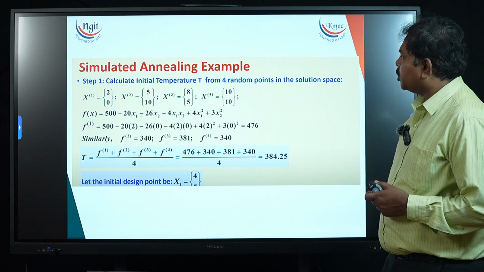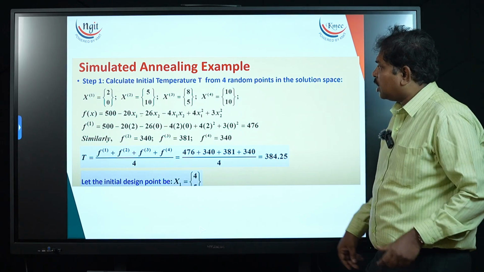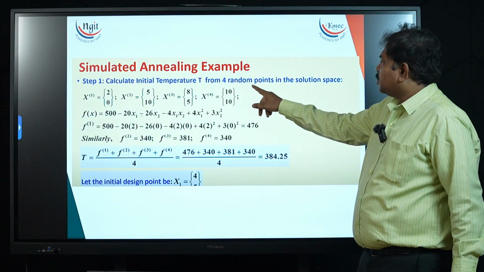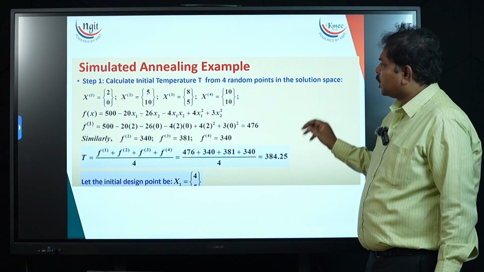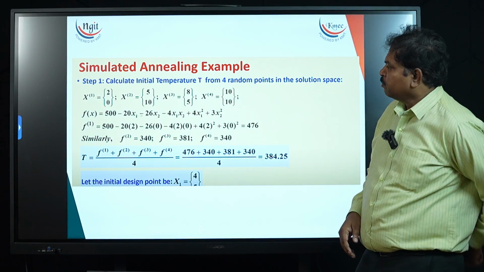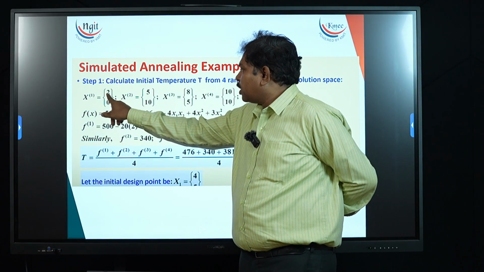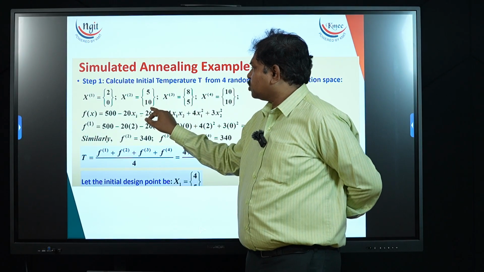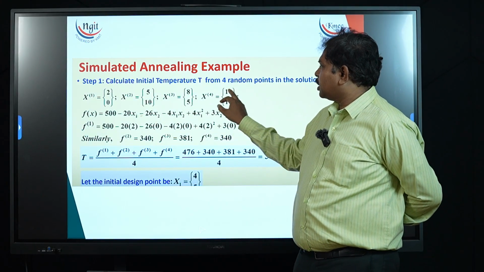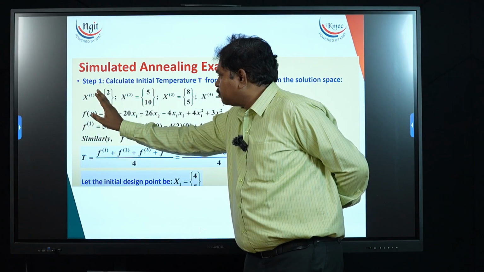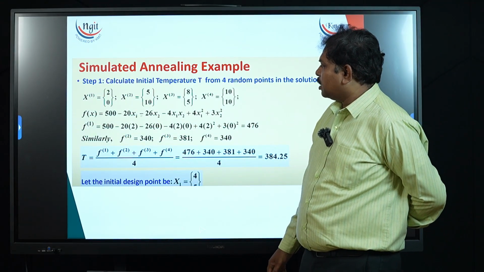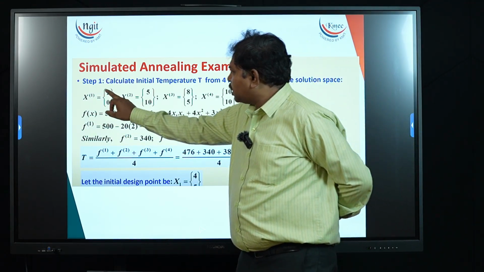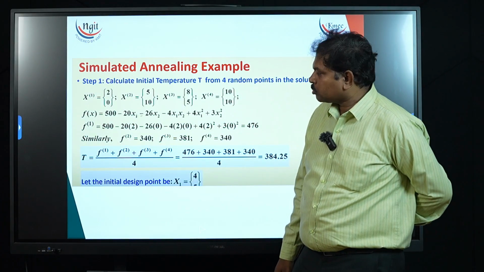The first step in simulated annealing is to take an initial temperature T for random points in the solution. Let us take 4 random values: 2 for x1 and 0 for x2, 5 for x1 and 10 for x2, 8 and 5, 10 and 10. We take a population of 4 random values and substitute these x1, x2 into the equation.